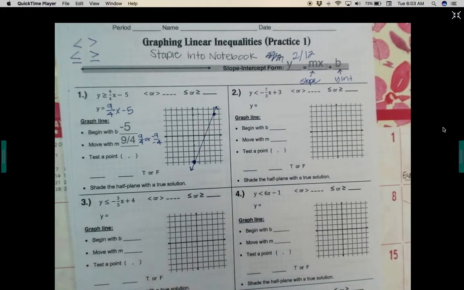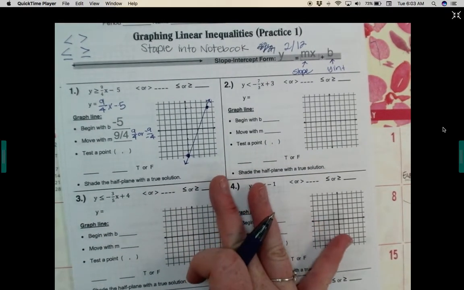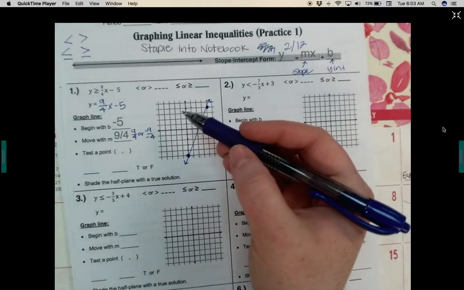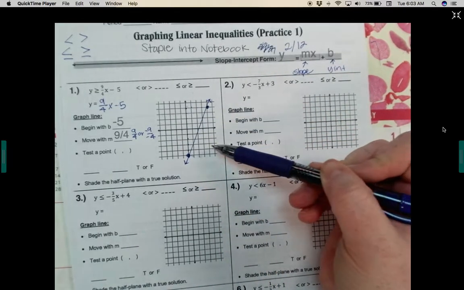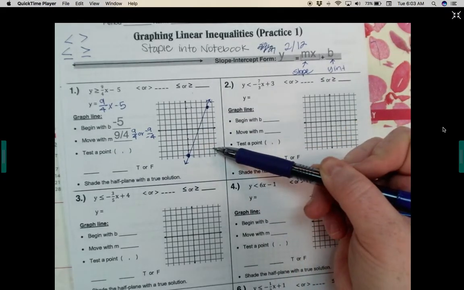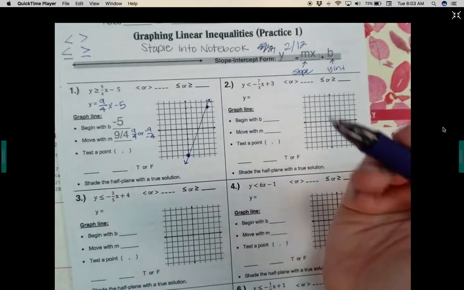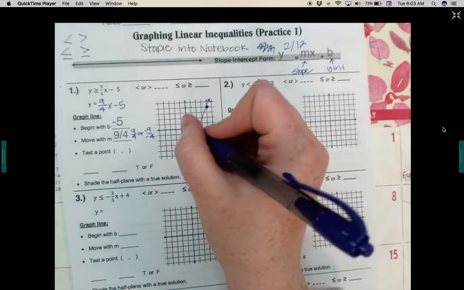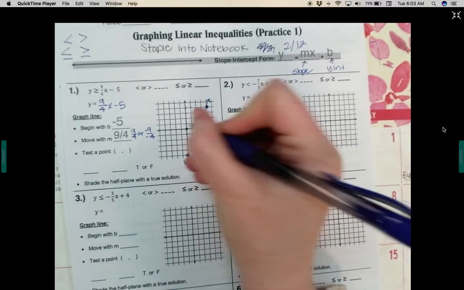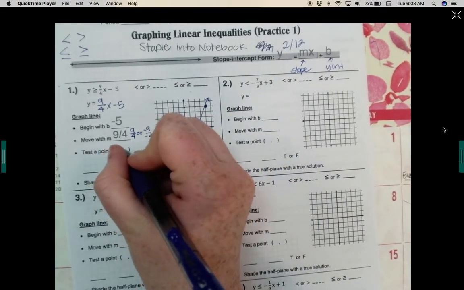Okay, so far, same. The next thing that we're going to do, this is where it gets a little different, is we're going to test a point. You're going to choose a point on either side of your line. It could be on this side of your line or this side of your line, as long as it's not on the line. It really doesn't matter which point you choose. I always, if I can, choose 0, 0. I'm just going to mark it so I can remember that I chose 0, 0. So I'm going to test 0, 0.